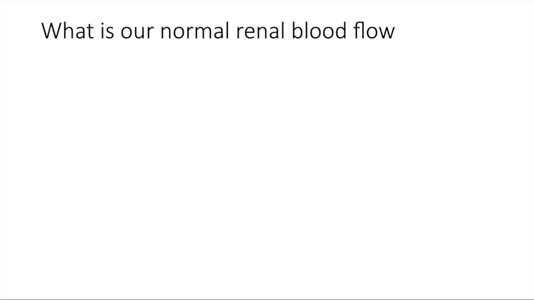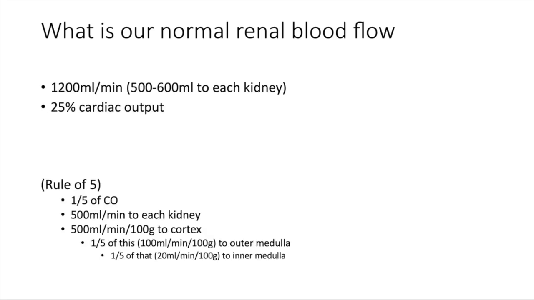So what is our normal renal blood flow? The renal blood flow is 1200 ml per minute, or 500 to 600 ml to each kidney, which equals 25% of our cardiac output.